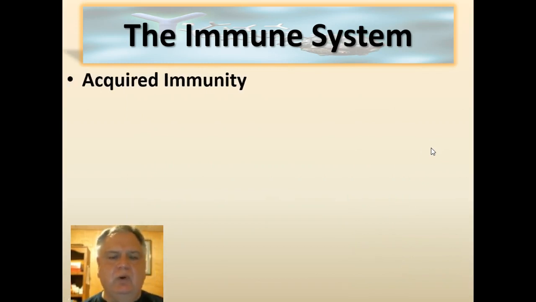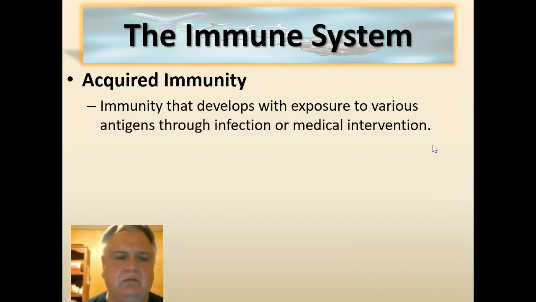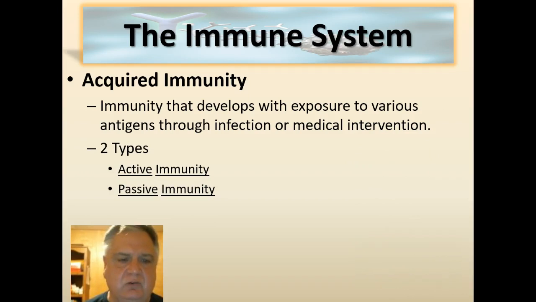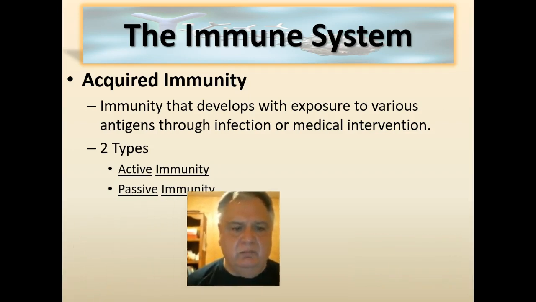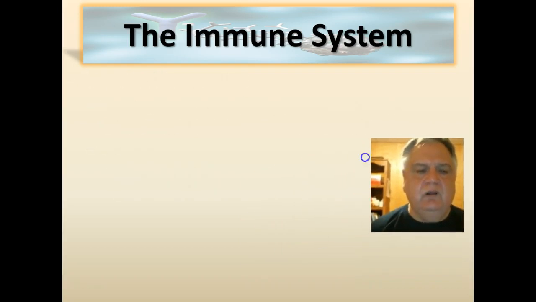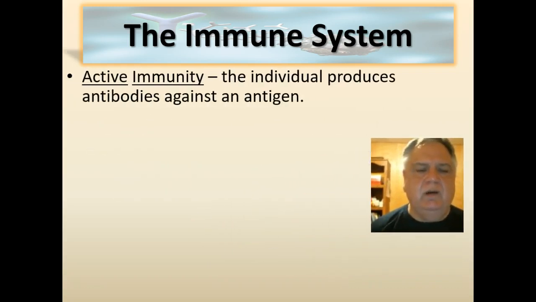Okay, so whenever we talk about acquired immunity, again, this is the third line of defense. This is an immunity that develops only with exposure to various antigens in one of two ways, either through infection or through medical intervention. With that in mind, we can talk about two types of acquired immunity: active immunity and passive immunity.